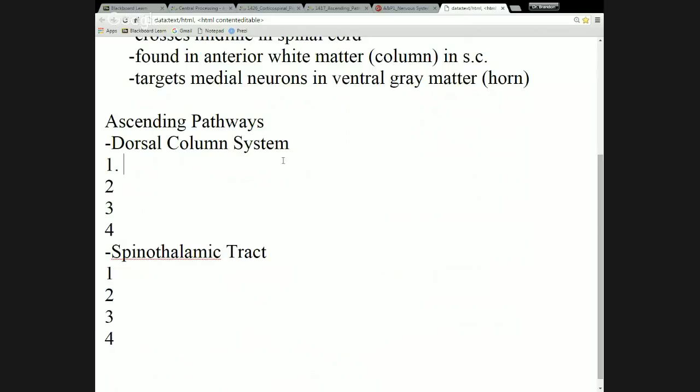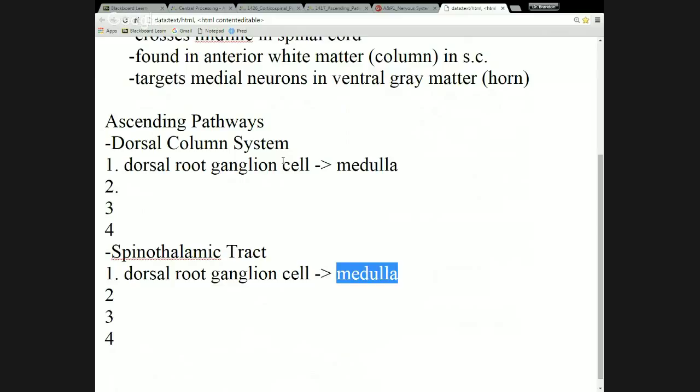So the first cell in the dorsal column pathway is a dorsal root ganglion cell. And it's going to head for the medulla. And then the second one, oh, actually, before I go there, let me just do these together. In the spinothalamic pathway, we also have a dorsal root ganglion cell, but it's going into the dorsal gray matter, or again, dorsal horn.